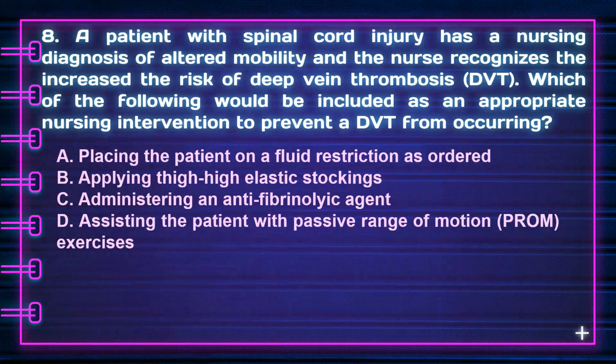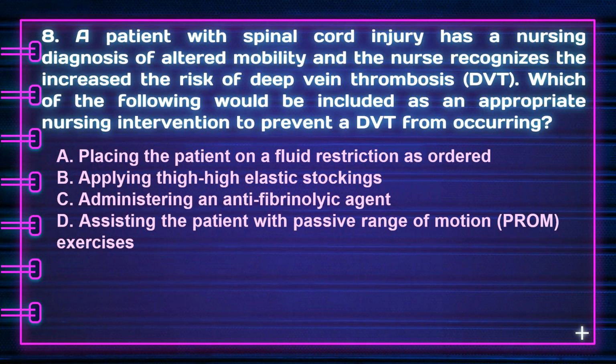8. A patient with spinal cord injury has a nursing diagnosis of altered mobility, and the nurse recognizes the increased risk of deep vein thrombosis. Which of the following would be included as the appropriate nursing intervention to prevent DVT from occurring? A. Placing the patient on a fluid restriction. B. Applying thigh high elastic stockings. Or C. Administering an antifibrinolytic agent. Or D. Assisting the patient with passive range of motion exercises.